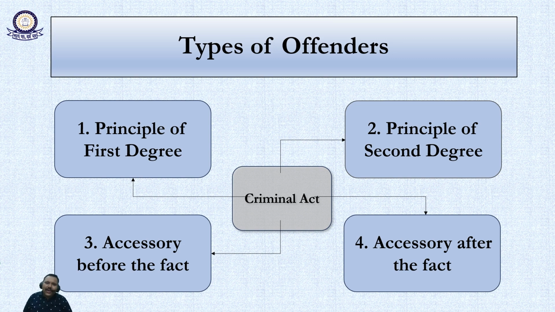Now, accessories are of two types. Accessory before the fact. Before the fact, here fact means crime. Those who help the crime while being behind the scenes, number one, or number two, those who help the criminals escape the legal consequences, are called accessory after the fact. Those who try to conceal the commission of a crime are called accessory after the fact. And today our discussion is about accessories only. Okay, accessories are called abettors.